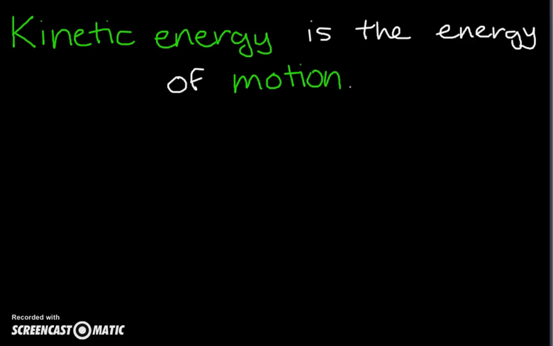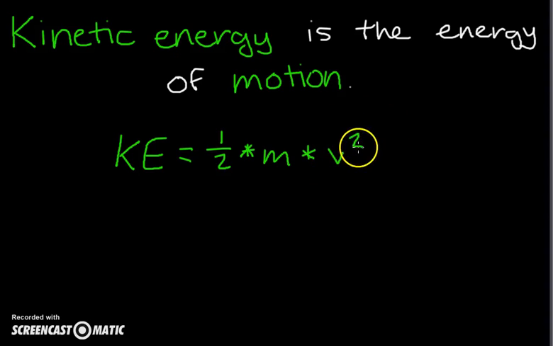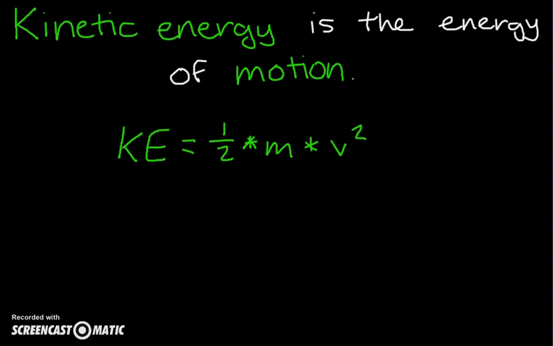Kinetic energy is the energy of objects or systems in motion, and our equation for kinetic energy is KE equals 1/2 times the mass of whatever object or system we're studying times the velocity squared. Now let's put this formula to work using an example problem.